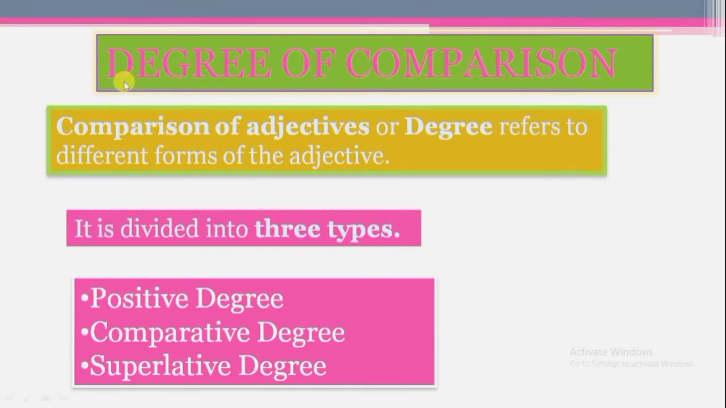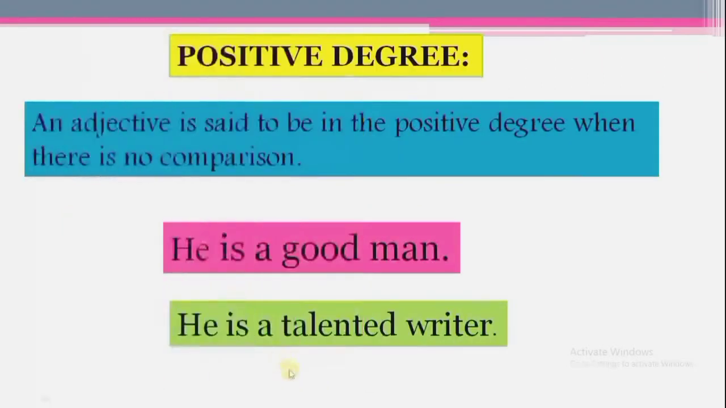Today, I would like to discuss all about degree of comparison. Comparison of adjectives or degree refers to different forms of the adjective. It is divided into three types: positive degree, comparative degree, superlative degree.